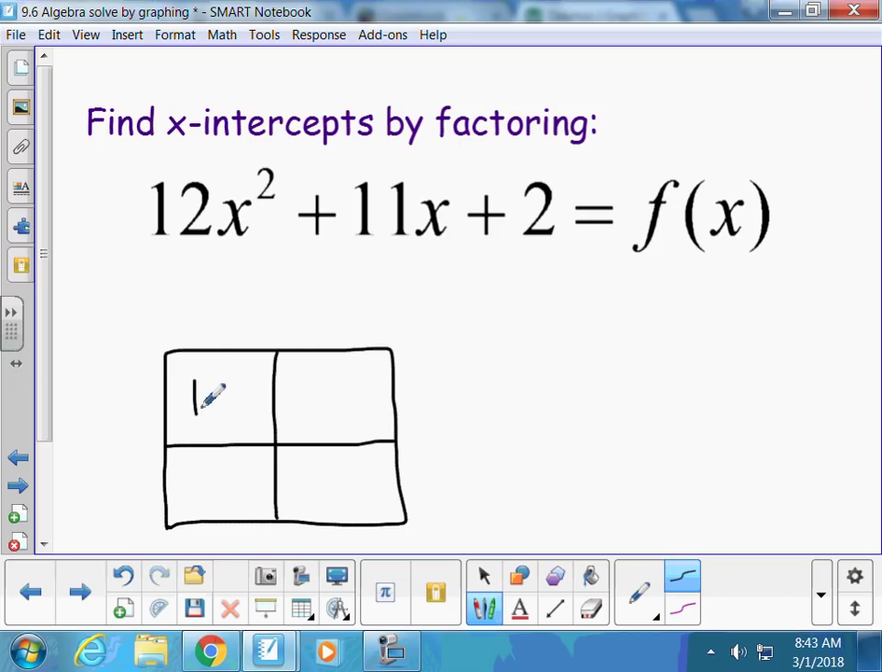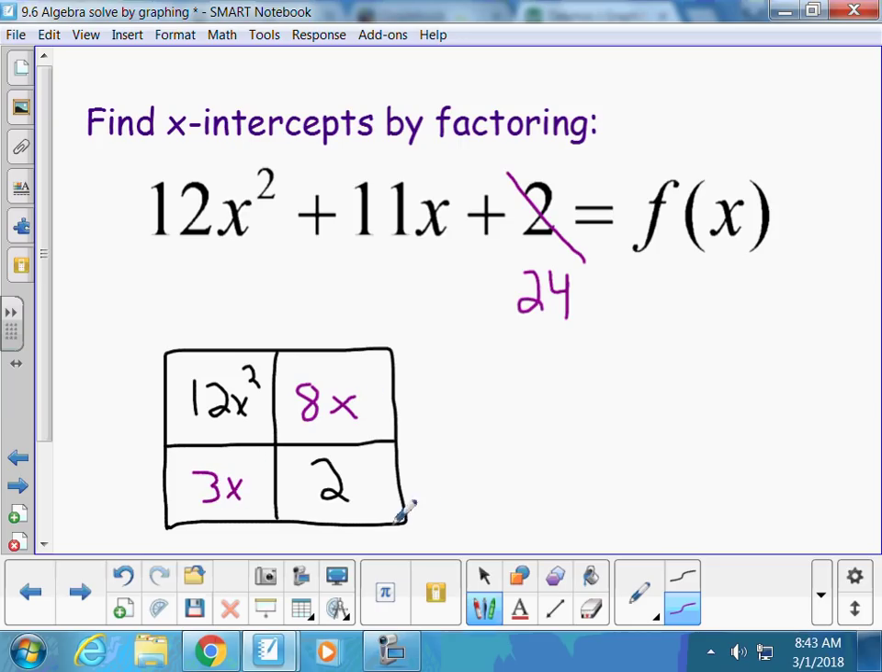So put our 12x squared right here. Put our 2 right here. Let's multiply them together and get 24. So I'm thinking of numbers that would multiply to get 24 and add up to 11. Can you think of those numbers with me? 8 and 3, I believe.